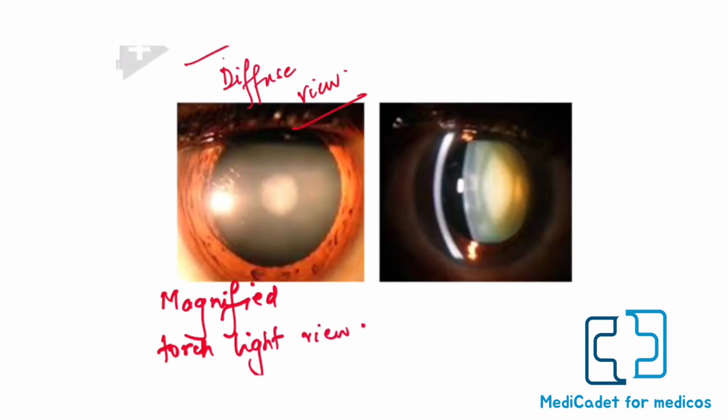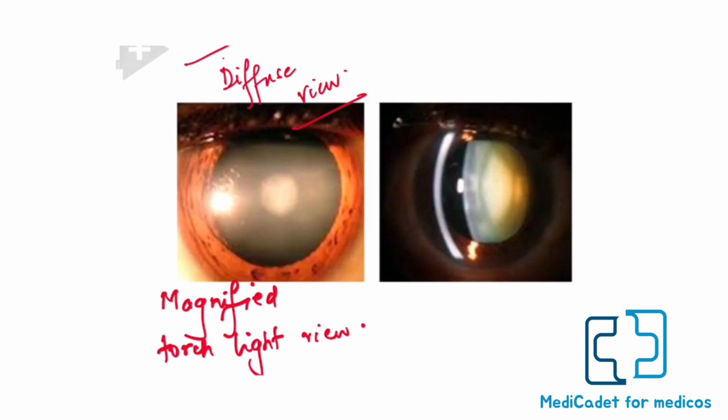If I put a torch in the eye also, I will be able to see all these external structures, but they will obviously be small. When I look through the slit lamp and put on the diffuse illumination or the diffuse view, I will be able to see all the structures, but in a magnified fashion. So it is nothing but a magnified torchlight view. But that is not why I want to use the slit lamp.